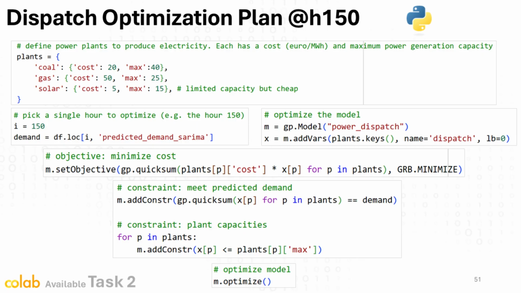Gurobi's algorithms will instantly navigate the feasible region to find the optimal dispatch mix, exhausting our cheap solar first, then filling the gap with coal, and only utilizing expensive gas if absolutely necessary. This completes our full pipeline, from raw data simulation to a high-fidelity forecast, and finally, a mathematically optimized decision.